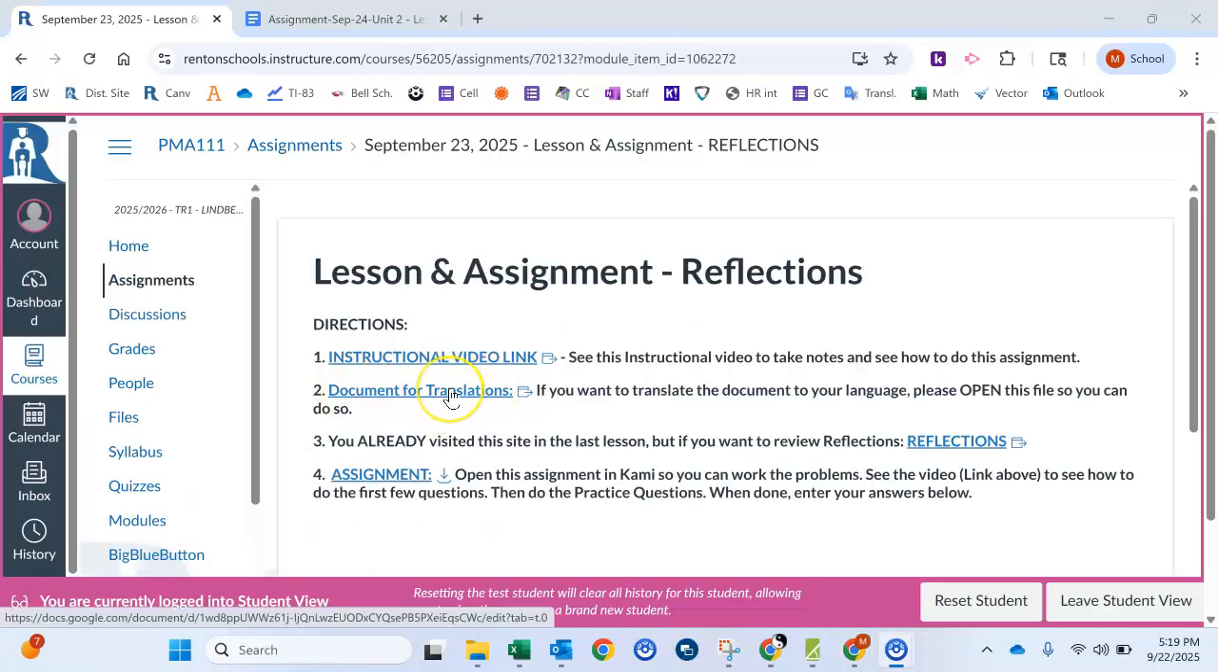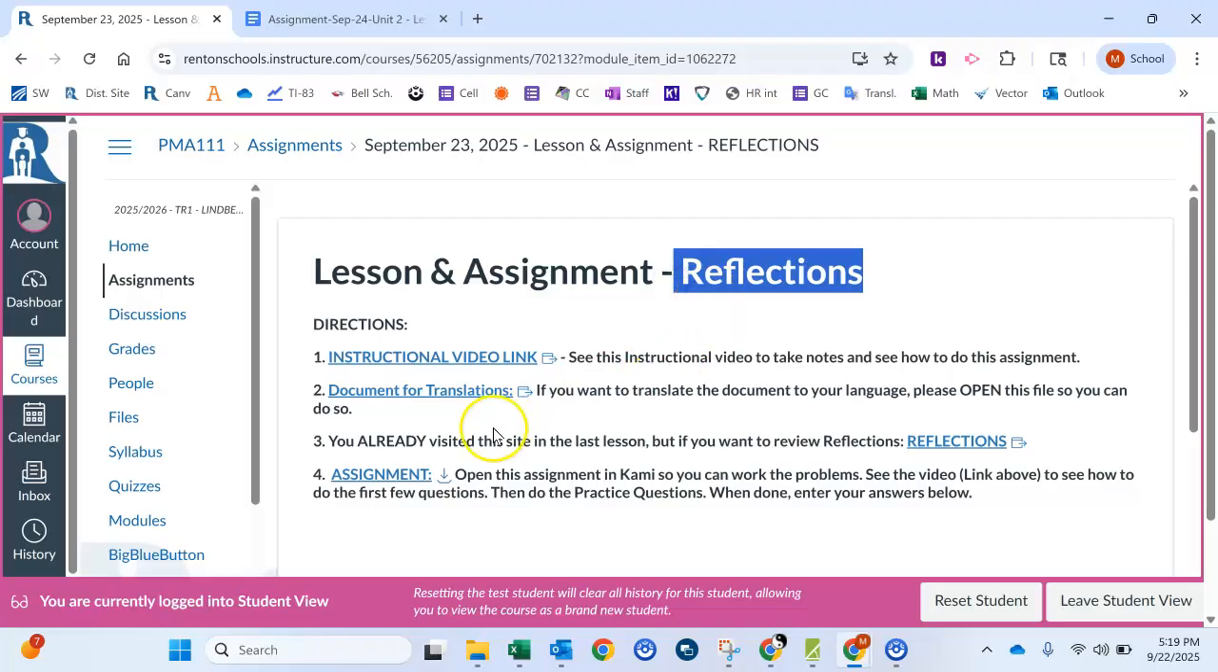And here's a document for translations of the assignment, so make sure to open that and then make a copy of it so you can translate it. And then the next thing is this. So what we're doing today is we're doing reflections, okay? And so in the last lesson, you already learned about reflections.